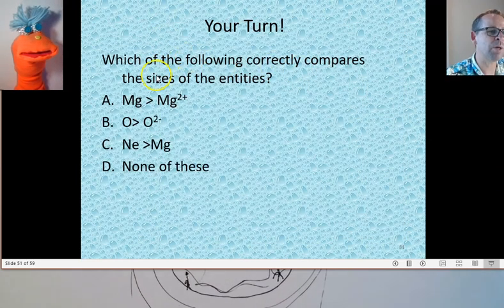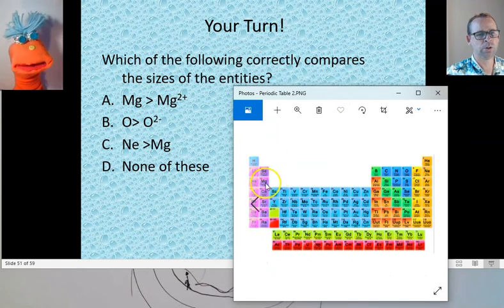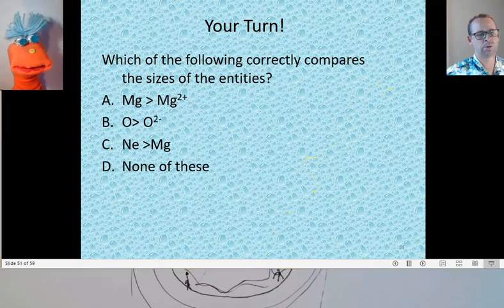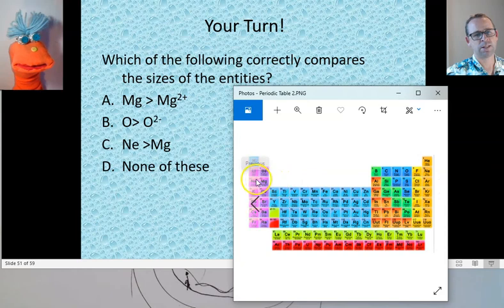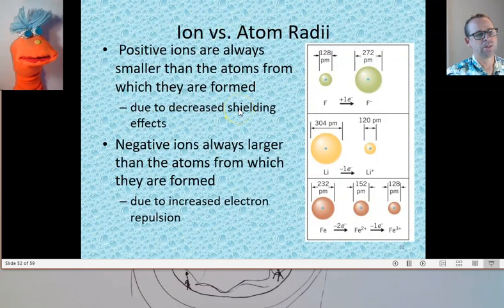Okay, so which of the following correctly compares the sizes of the entities? Oxygen should not be... The ion should be larger, so that's not right. Neon and magnesium. Can you give me the periodic table? Here's magnesium. Here's neon over here. Neon would be smaller simply because its electrons are not in the third shell. Is that right? Did I say that right? Let's see. Here's the neon. It's the second shell. Magnesium has electrons in the third shell. Good. Magnesium metal would be... That's right. Just the atom is larger than the ion because the ion loses 2 electrons. Very good. Excellent job.